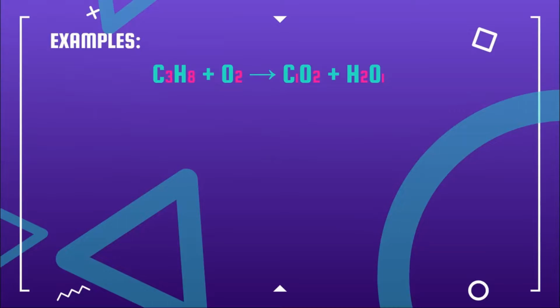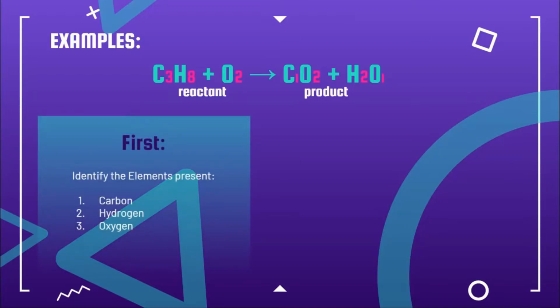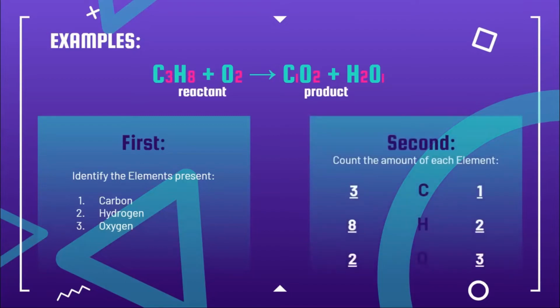Here we have C3H8 plus O2 produces CO2 plus H2O. This is an unbalanced equation. The first step into balancing this equation is to first count the number of elements present in both sides of the equation. So in this equation there are 3 elements involved: carbon, oxygen, and hydrogen. In the left side, known as the reactant, there are 3 C's, 8 H, and 2 O's. In the right side, known as the product, there are 1 carbon atom, 2 hydrogen atoms, and 3 oxygen atoms.